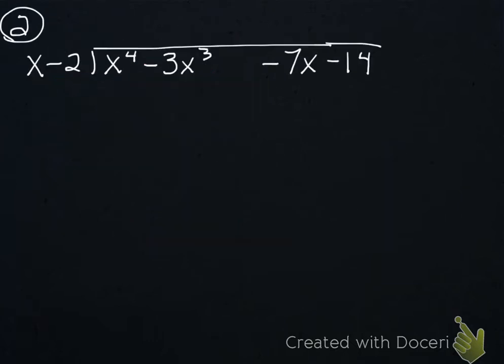Number 2. I'm dividing x to the 4th minus 3x cubed minus 7x minus 14 by x plus 2. So the x plus 2 goes on the outside of my division. On the inside, I have the wonderful polynomial. I notice that there's an x squared missing. So I'm going to put a 0x squared placeholder.